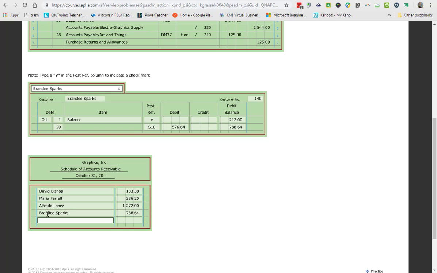What goes below Brandy Sparks? Total accounts receivable. So yesterday when we did our schedule of accounts payable, we had to write total accounts payable. Today we do total accounts receivable.